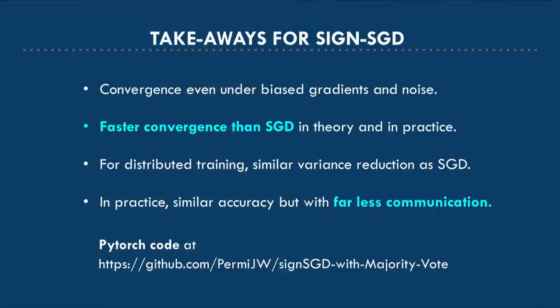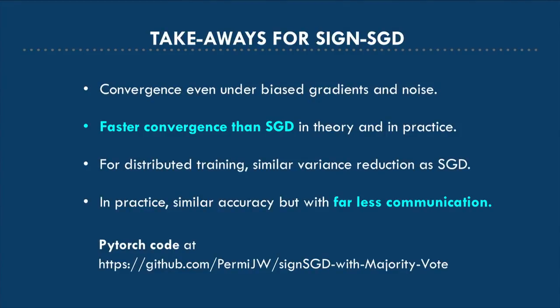Here I didn't talk about the theory, but it turns out that there is a lot we can also say in theory. We can establish convergence rate bounds for signSGD and show that, in fact, there are regimes where this is faster.